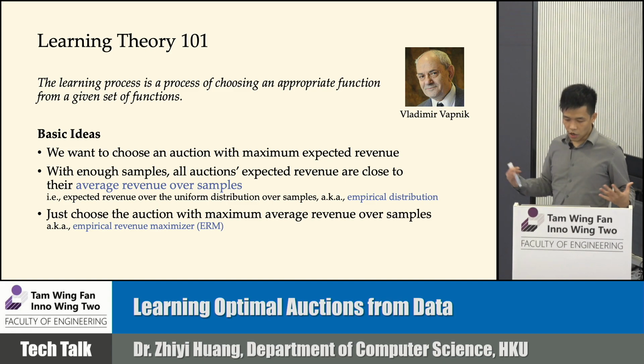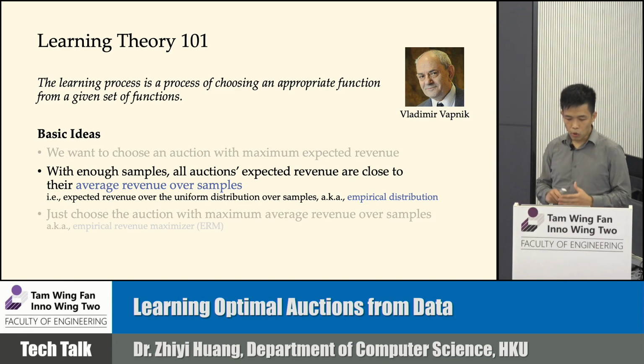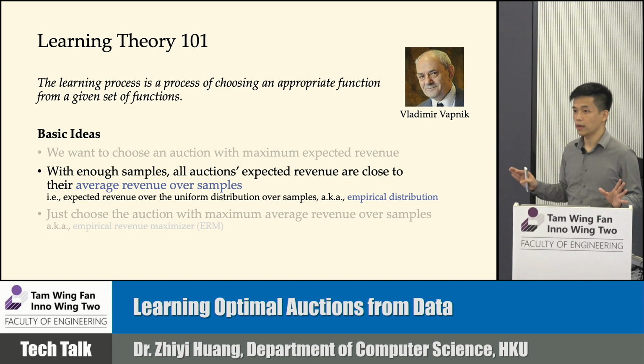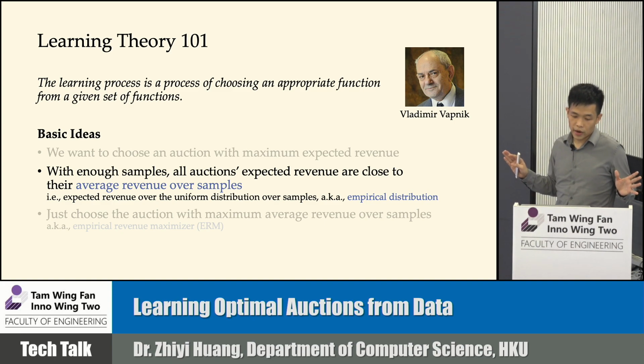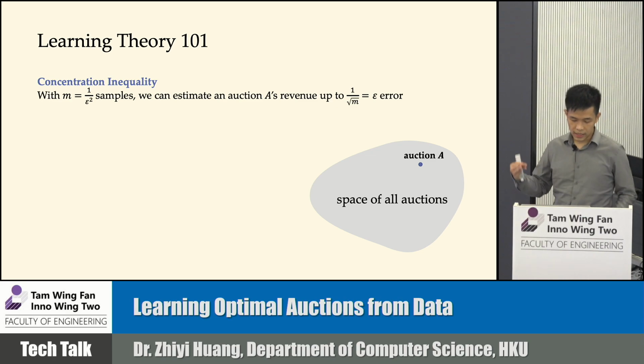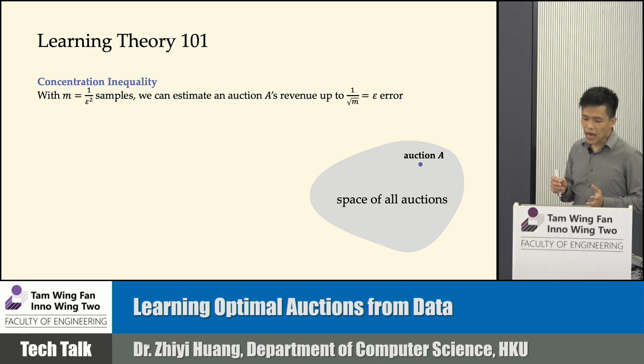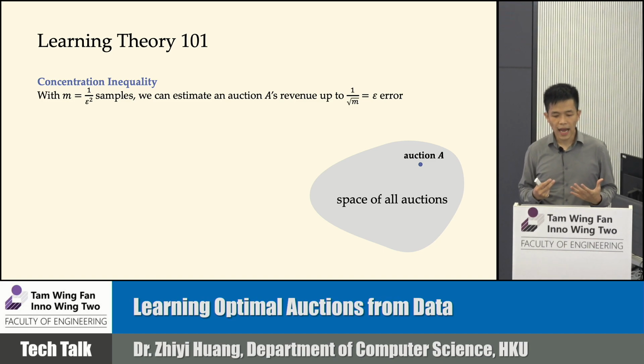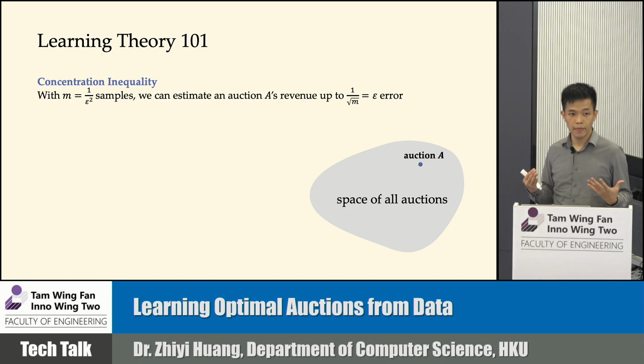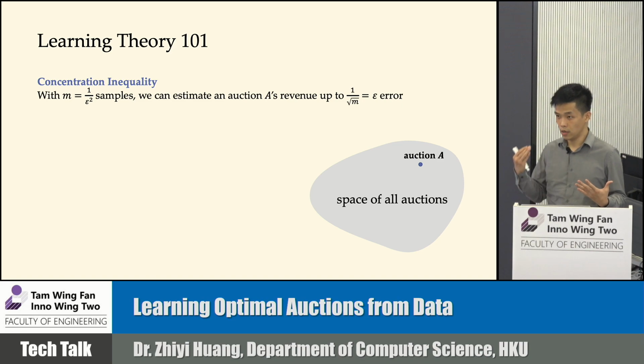Now, in this line of thinking, the most hand-wavy part is the second bullet point. We are saying that with enough samples, all auctions' expected revenue can be estimated by the samples. So in the next slide, let me go through how this is actually substantiated in classical learning theory. Let's ask ourselves a simpler question. Let's say I only have one auction and I want to estimate the expected revenue of that one auction accurately.